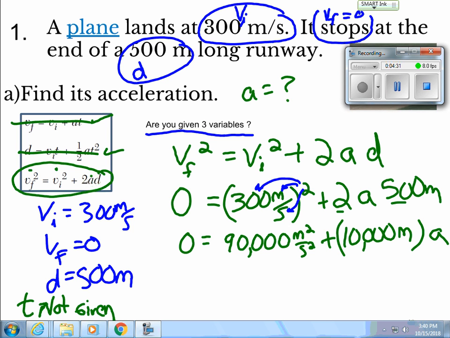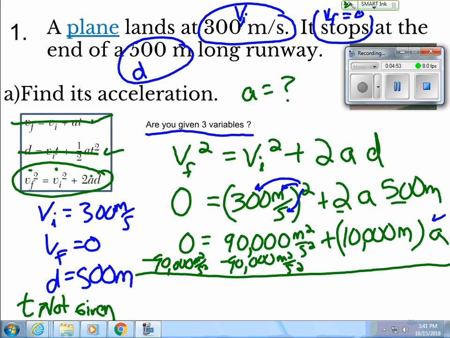I got to get my A by itself. So how would I do this? You're going to subtract 90,000 meters squared per second squared from both sides. Notice, this is kind of cool. My negative sign is now showing itself. So now I have negative 90,000 meters squared per second squared is equal to 10,000 meters times my single variable A.